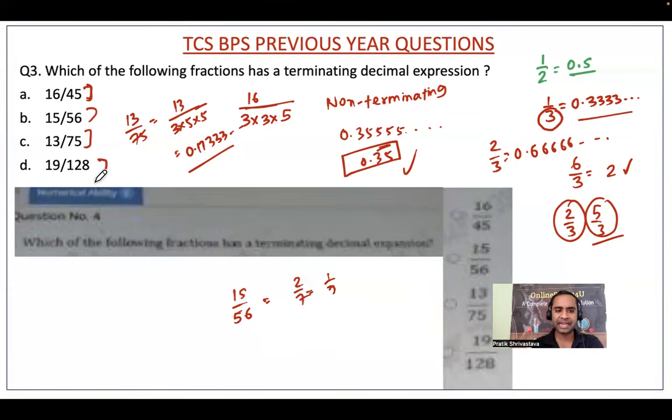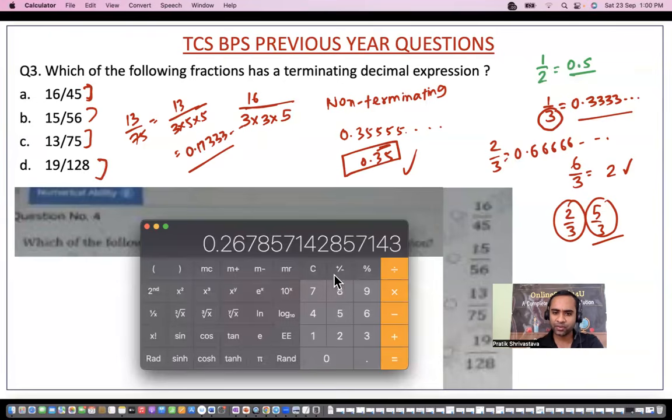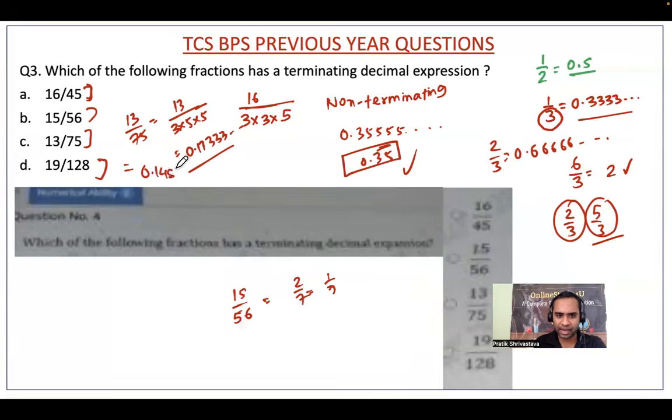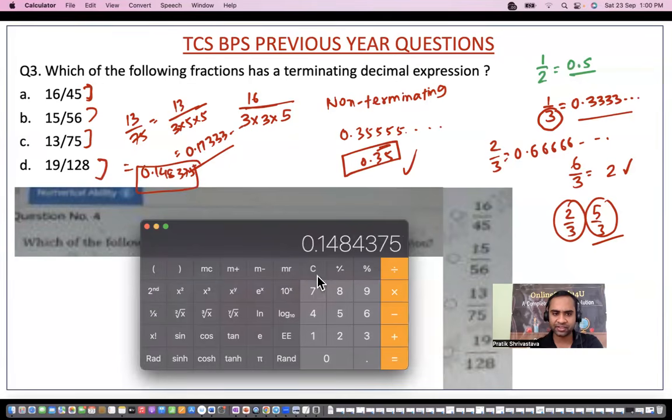Okay, now 19 divided by 128. So that is the last option which we have, 19 divided by 128, right? So here we have 0.148375, right? So this stops here. You can see after 5 to 6 digits, this stops.